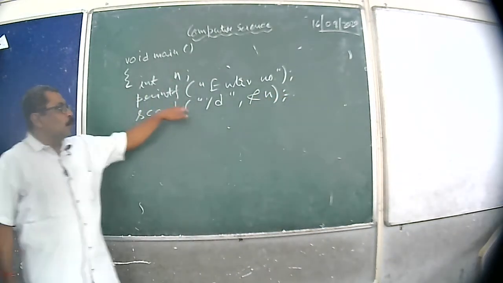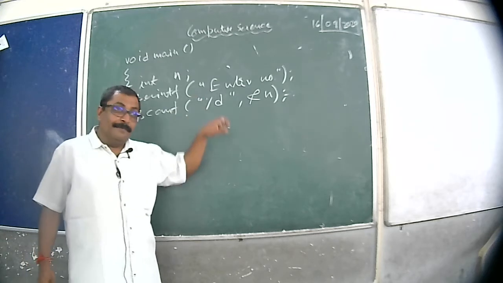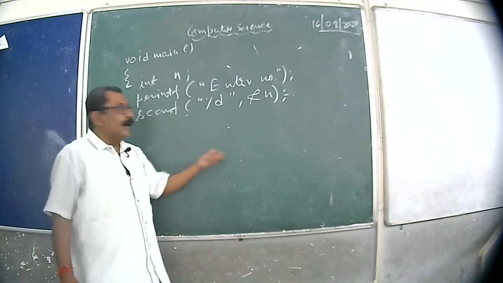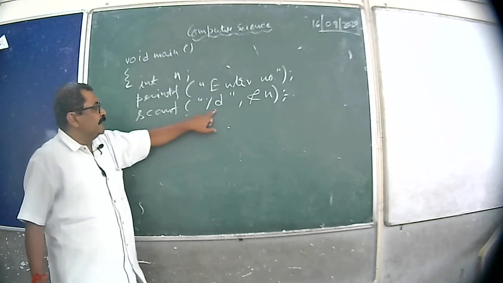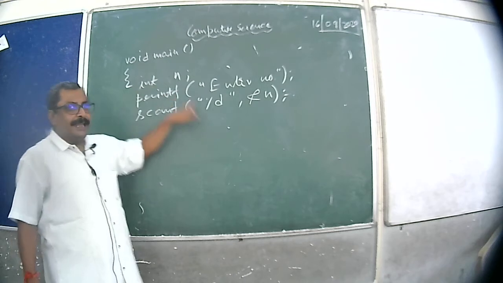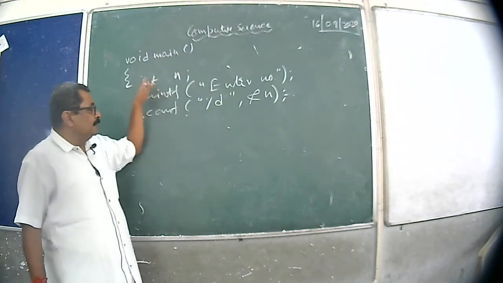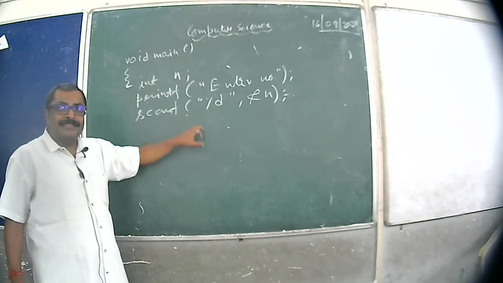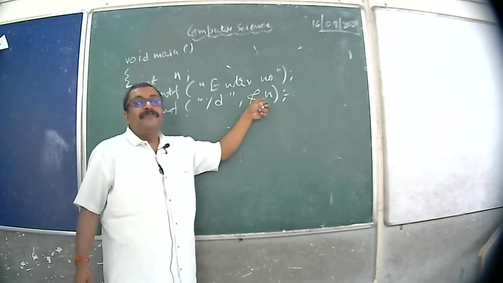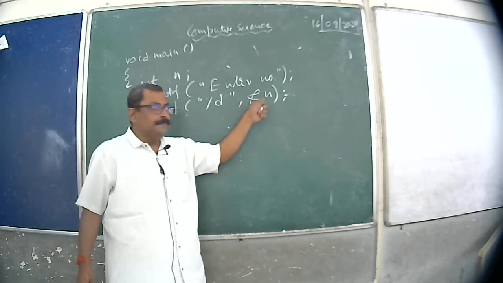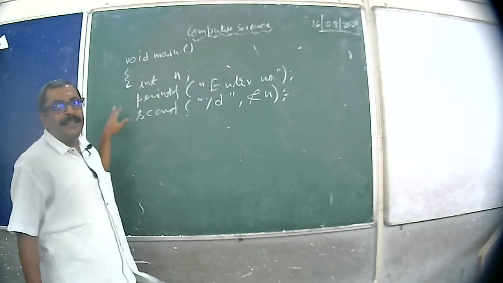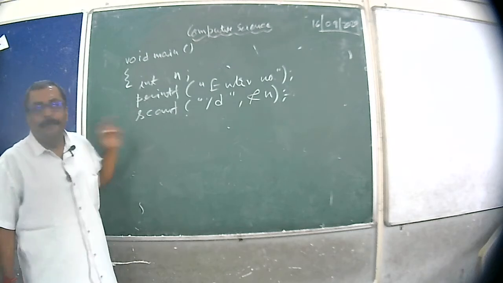scanf within double quotes %d. What for? Again I am giving the intimation for that. In the last program I gave the idea why it is %d for int. If it is float, then %f. So, that is the indication that we are accepting integer type data. Ampersand n means the address of the variable n. So, these two lines: one for the message, another for accepting the number from the user.